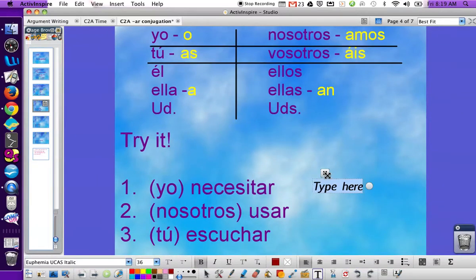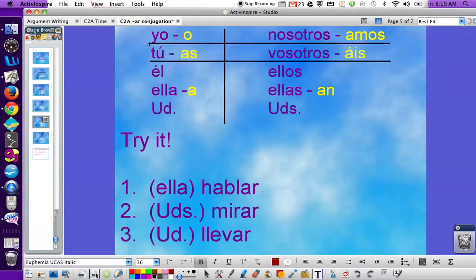Okay, the answers to the first one. I want to create the yo form, so the first thing I'm going to do is make the stem of necesitar, necesit, and then I add O for necesito. For number two, I want to do nosotros. So I want to make the stem us, U-S, that's all there is to it, and then I'm going to add AMOS for usamos. And for number three, I want to make the tú form, so I'm going to make the stem escuch, and then I'm going to add AS for escuchas. Yo necesito, I need. Nosotros usamos, we use. Tú escuchas, you hear.